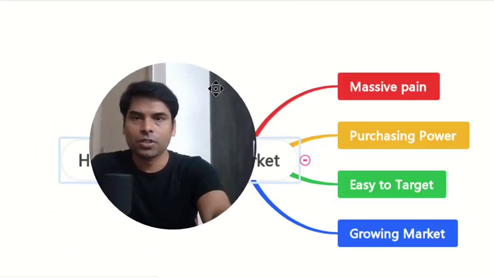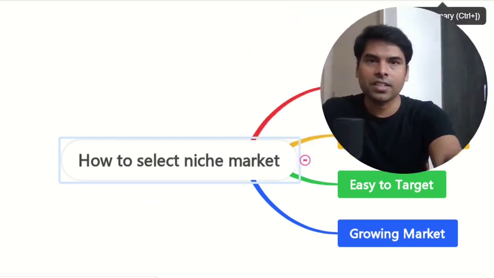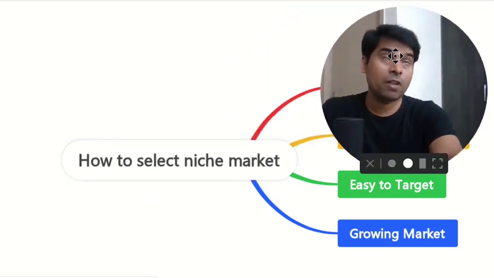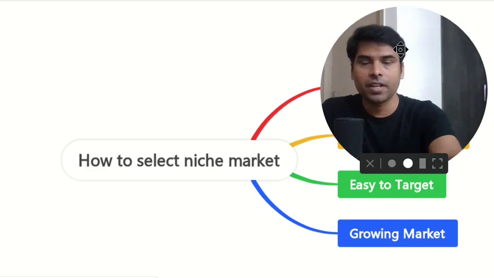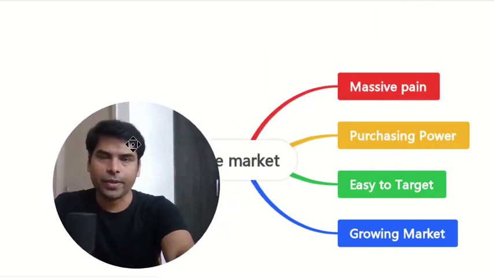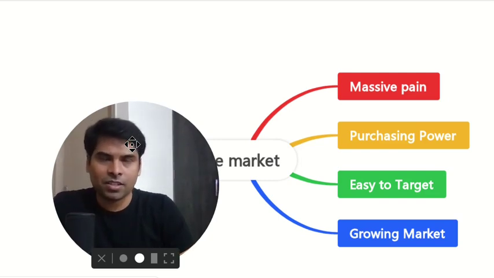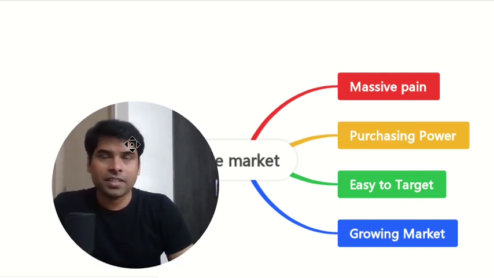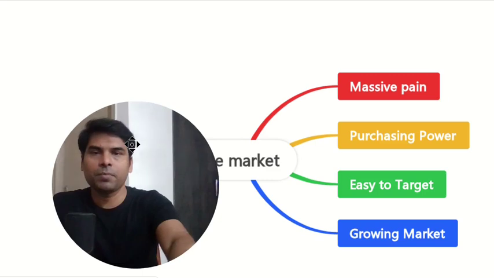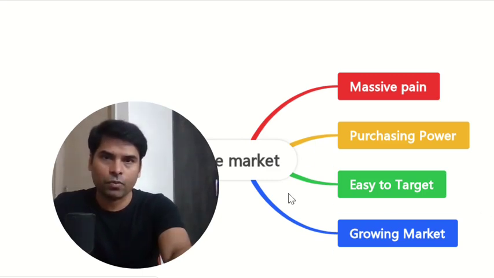So the topic here is how to select the niche market. I mean, how to select the right market. That's the topic of this video. So if you really want to start any business and find the right audience or right market, there are four parameters. I would say there are four components that you have to consider while choosing the market, while picking the niche.